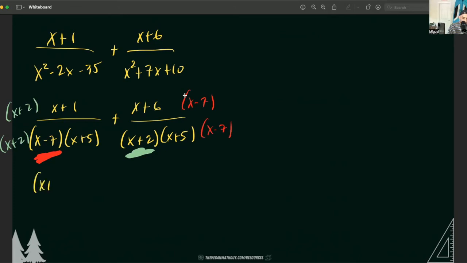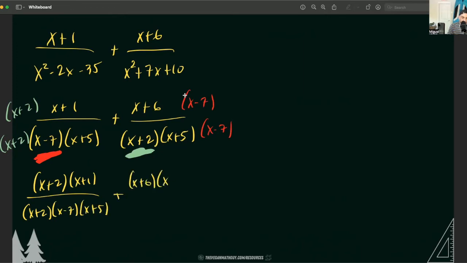I'm left with x plus 2 times x plus 1 all over x plus 2, x minus 7, x plus 5, plus x plus 6, x minus 7 all over x plus 2, x plus 5, x minus 7. Right on. Keep it nice and concise, okay? Show as much work as you can. That way you don't get lost. This is kind of nice.